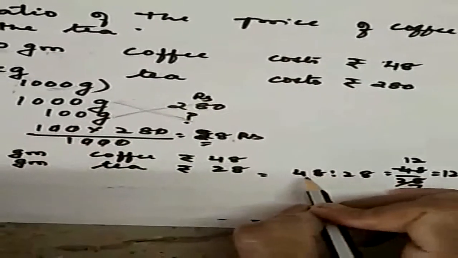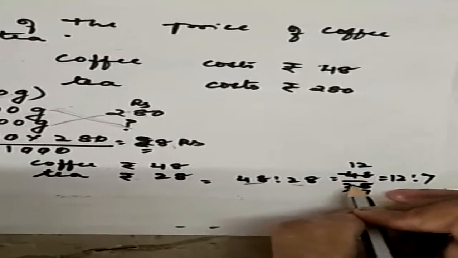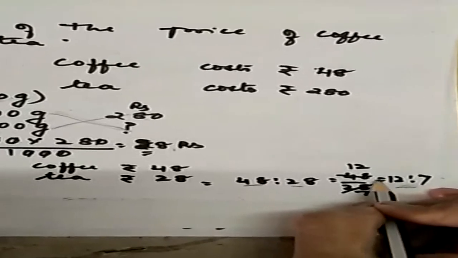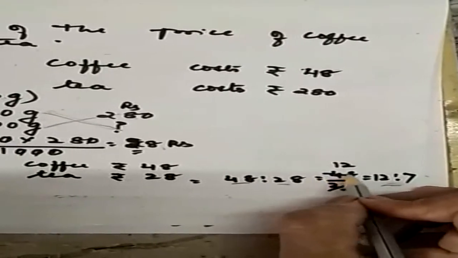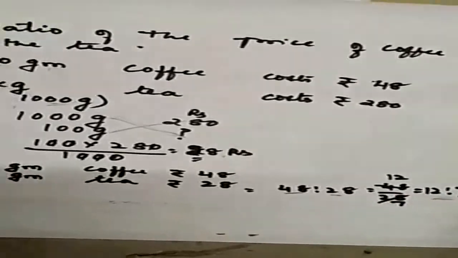So first, the price of coffee, then tea. 48 by 28, change it into a fraction and cancel it. So what is the ratio? We got 12 is to 7. So the ratio of the price of the coffee to tea is equal to 12 is to 7. So like that you will do it.